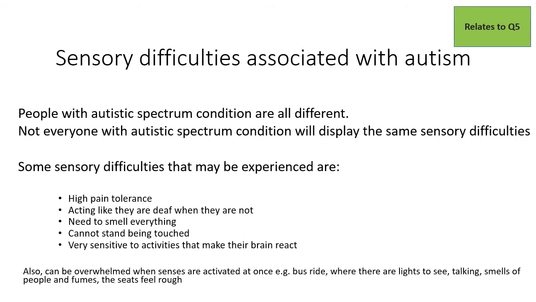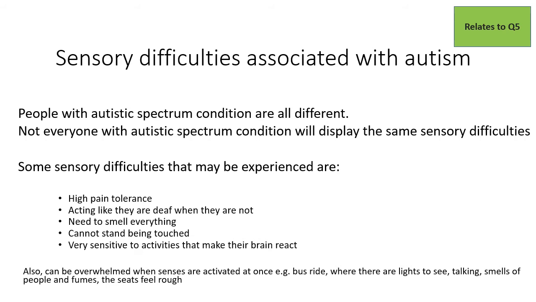So, high pain tolerance, acting like they are deaf when they're not, the need to smell everything, they cannot stand being touched, very sensitive to activities that make their brain react. Also can be overwhelmed when the senses are activated at once. So for example, they're on a bus ride, there are lights to see, there's talking, there's smells of people and fumes, the seats feel rough. So all their senses are being activated at once, and that can really affect a person with autistic spectrum condition.